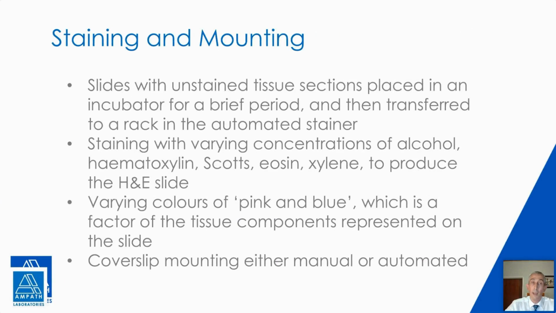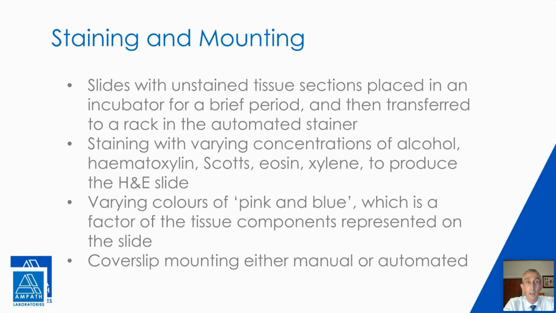Now, these slides with the unstained tissue sections are then placed in an incubator for a brief period and then are transferred to a rack in the automated stainer. Staining is done with varying concentrations of alcohol, hematoxylin, Scott's eosin, and xylene, and this produces our H&E slide, hematoxylin and eosin. So we see varying colors of pink and blue.